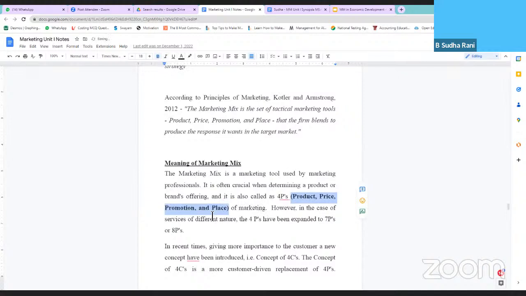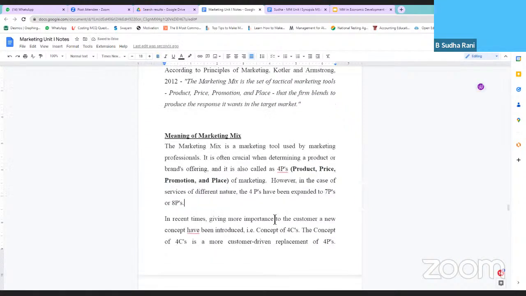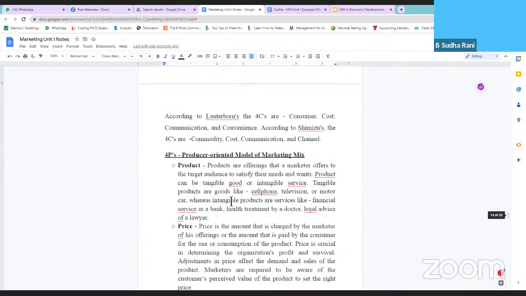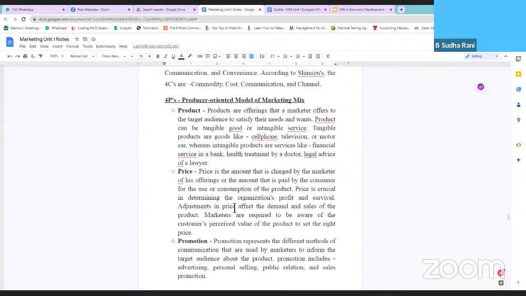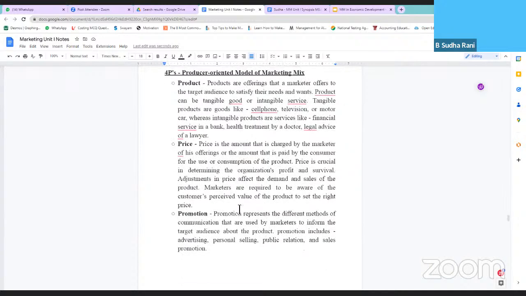These 4 P's later developed into the 7 P's of marketing, and the 4 P's, product, price, promotion, and place, were converted to 4 C's. We'll understand all these in detail. Let us see first about the 4 P's. From the producer's perspective, these elements of marketing are categorized as 4 P's: product, price, promotion, and place. So these 4 P's are important.